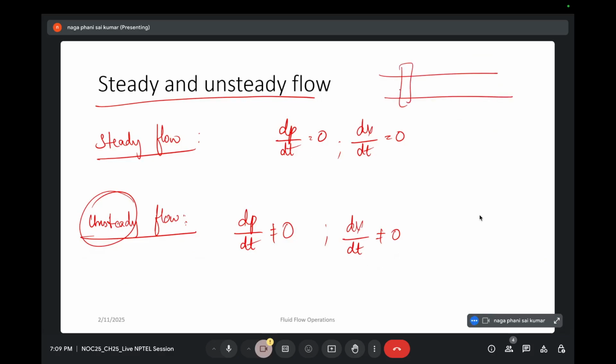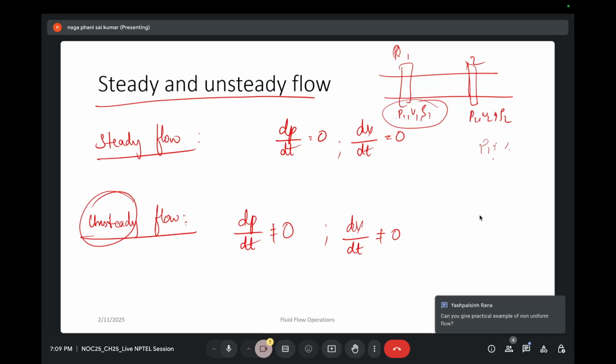And when we are talking about steady state flow, let's say this is location 1 and this is location 2. We have P1, V1 and rho 1, and we have P2, V2 and rho 2. These parameters need not be equal. P1 need not be equal to P2.